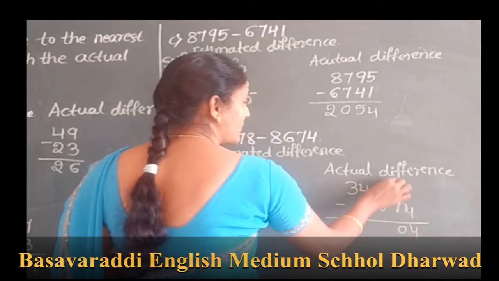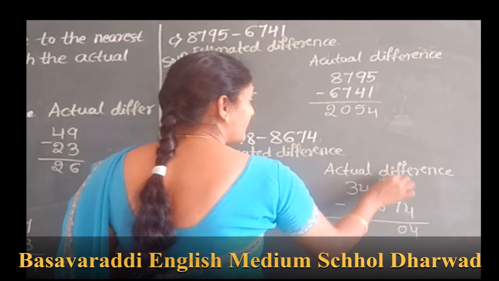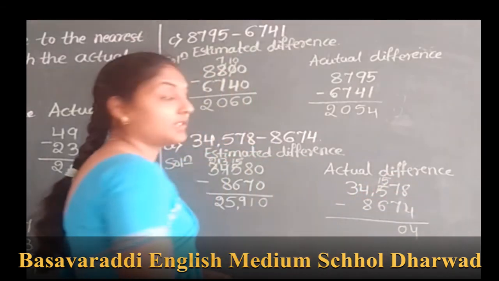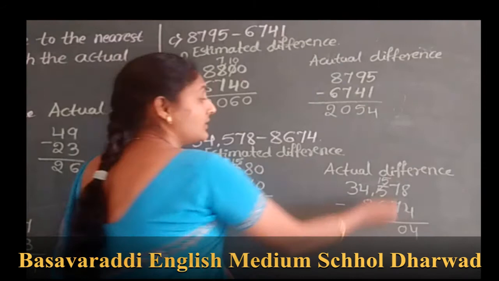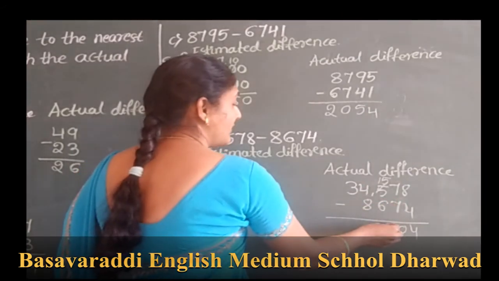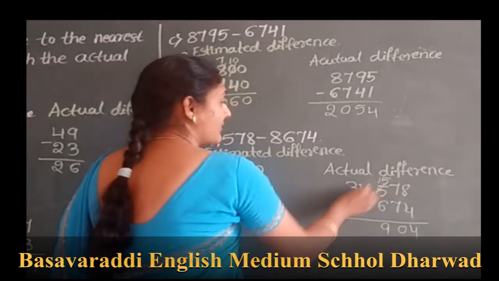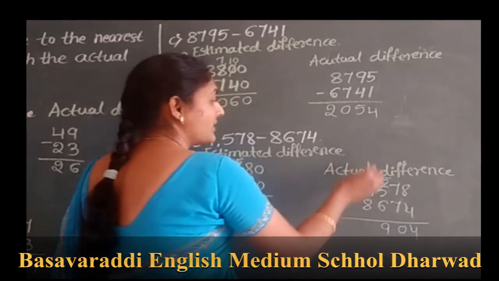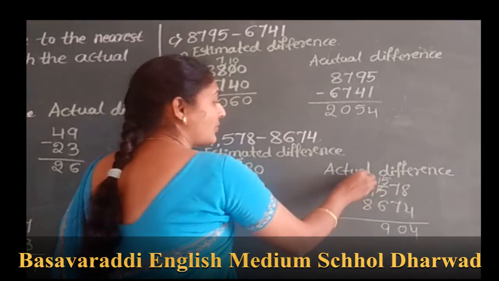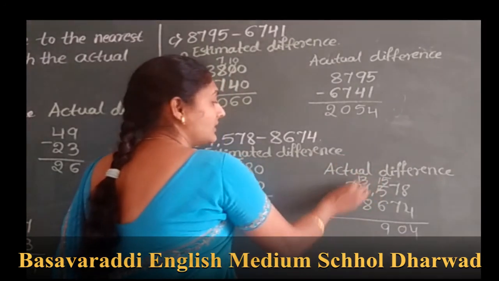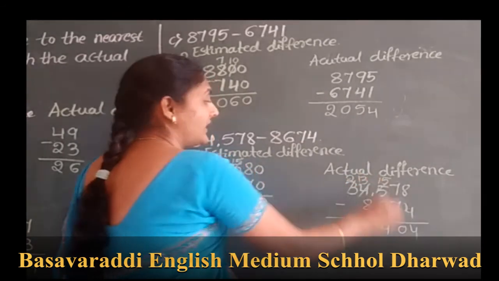5 minus 6 is not possible. We regroup the number there, the thousands place and hundreds place. The 15 minus 6 is 9. The 4 becomes 3. 3 minus 8 is not possible. It becomes 13, and the 10,000s digit decreases by 1.